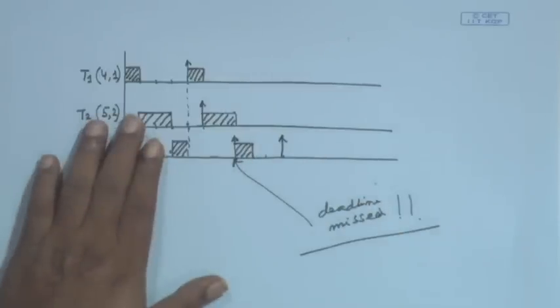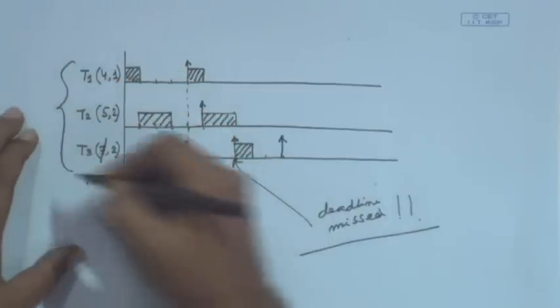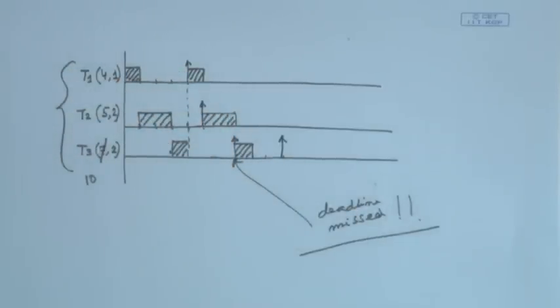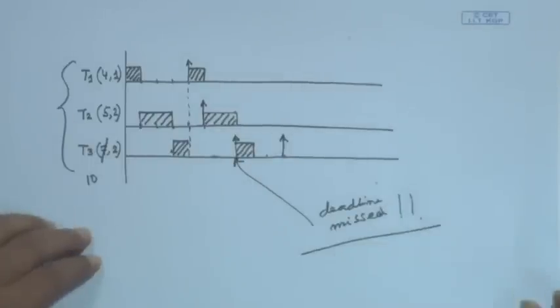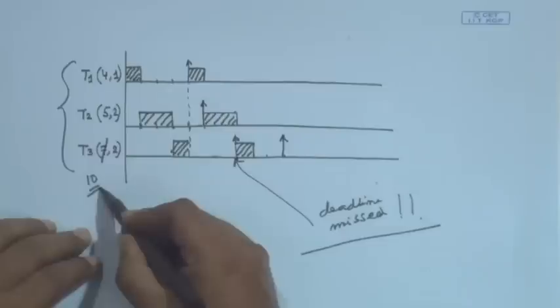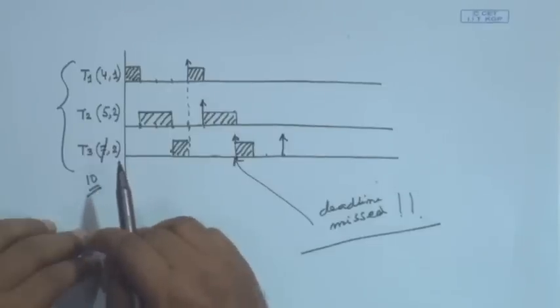Therefore, the question is, how do I know that given a pack of tasks, whether I will be able to schedule them or not? Okay? That is something we have to understand. So, we will try to find that out. Is the problem clear to all of you? This problem is clear? All right. So, with this I do not miss the deadline. So, it is schedulable. Okay.